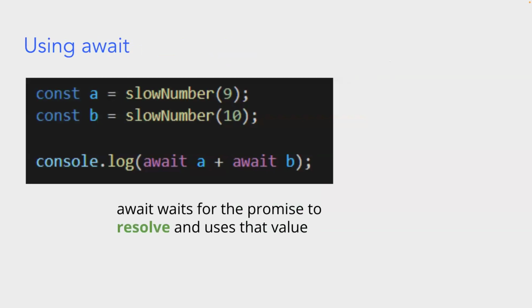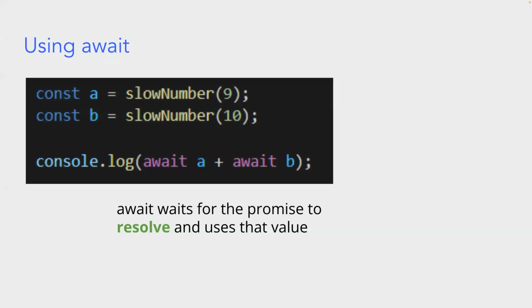So now onto await syntax. Instead of using .then with slow number, we could use await, and await is going to just wait for the promise to resolve and use the value. It's almost the exact same as .then, and in fact, any use of .then can be turned into await, but it's convenient because we don't have to write as much code and we'll just get the value out of the promise.